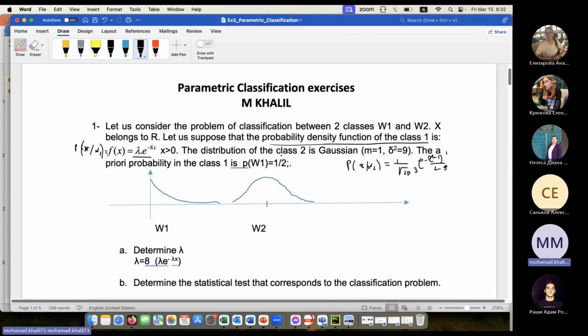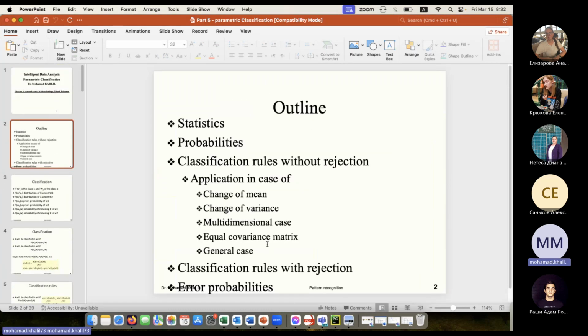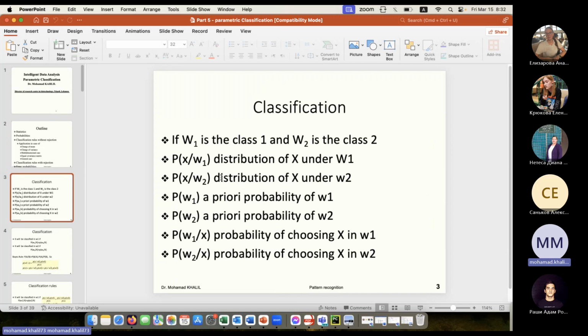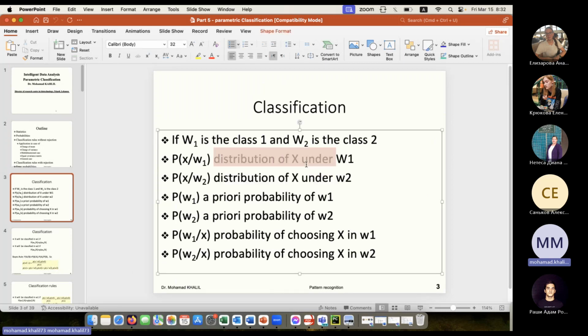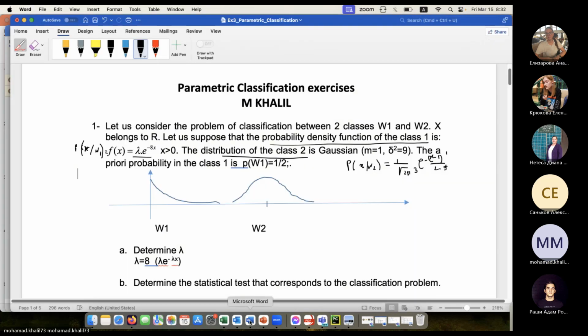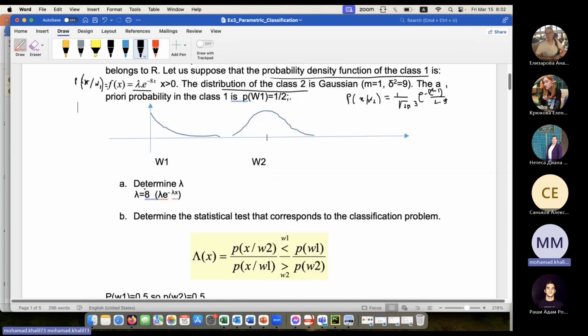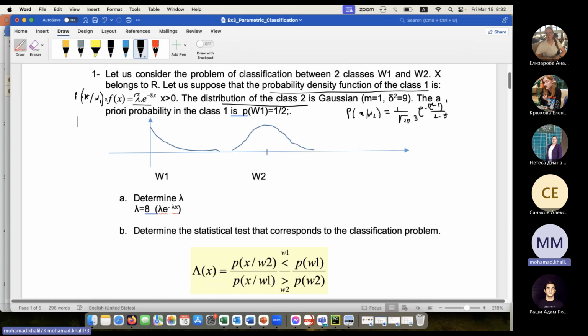So when you say the distribution of the class 2 is Gaussian, we have seen that p(x|omega 2) is the distribution of omega 2, and the distribution of x in class 1 is p(x|omega 1). So here p(x|omega 1) is this one, and p(x|omega 2) is this one. So the question now: determine lambda and determine the statistical test that corresponds to the classification problem. Okay, we have two questions. What is the value of lambda? And secondly, what is the equation of the classification test?